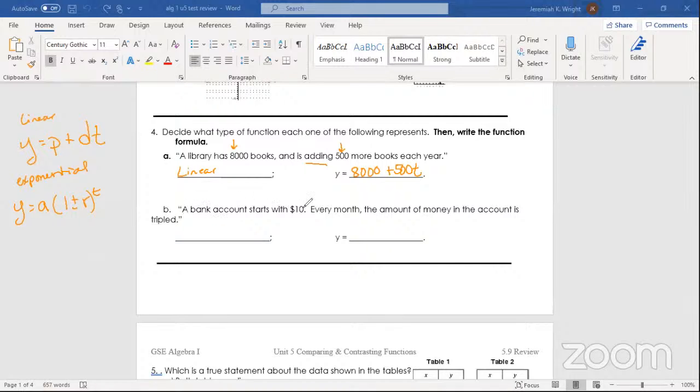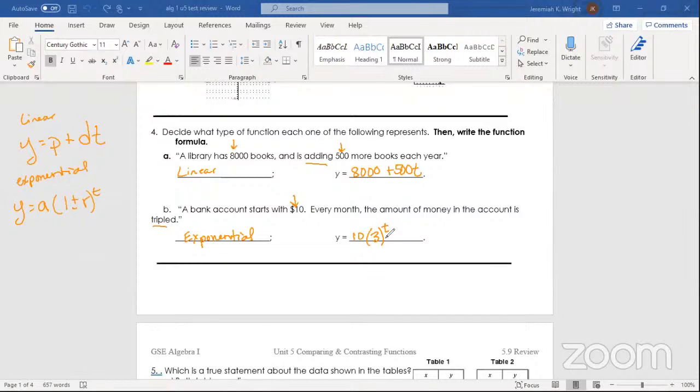All right, a bank account starts with $10. Every month, the amount of money in the account is tripled. Well, tripled is a multiplication word, so that must mean this is exponential. And our formula starts with the original amount, $10, times. Now, since this is tripled, we don't have to add it to the 1 because it's not a specific rate like an interest rate. So we can just go ahead and put 3 there, and it's raised to the power of t.